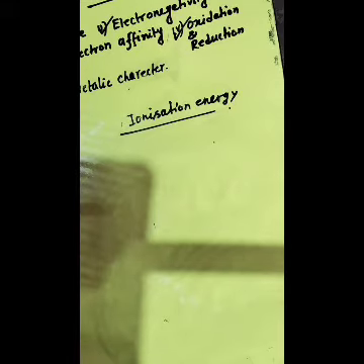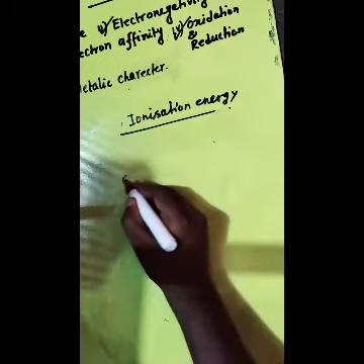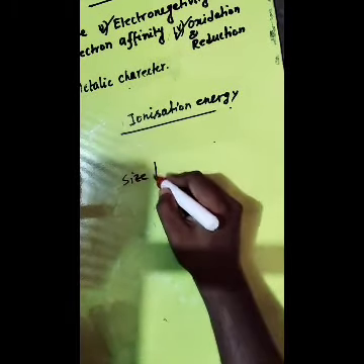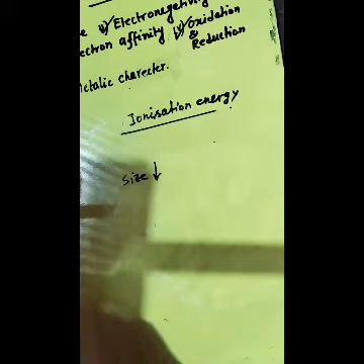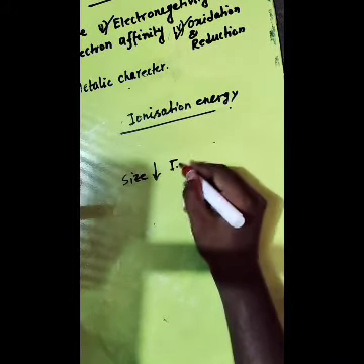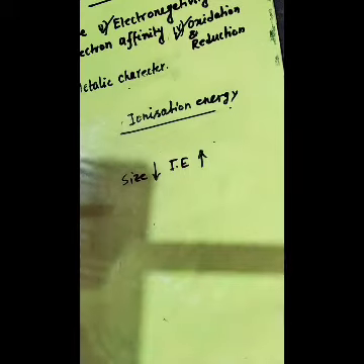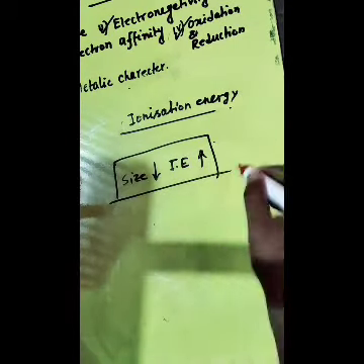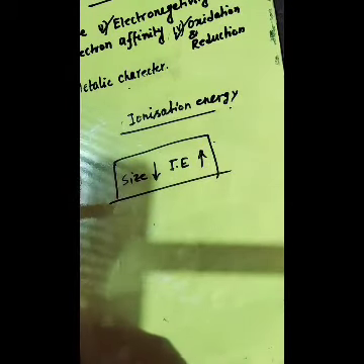Next one is ionization energy. Ionization energy means the amount of energy required to remove an electron from the valence shell. It also depends on the attraction force between the valence shell and the nucleus. So if the size of the element decreases, there is more attraction force, so the ionization energy of the element increases. This is the simple relation between ionization energy and size.